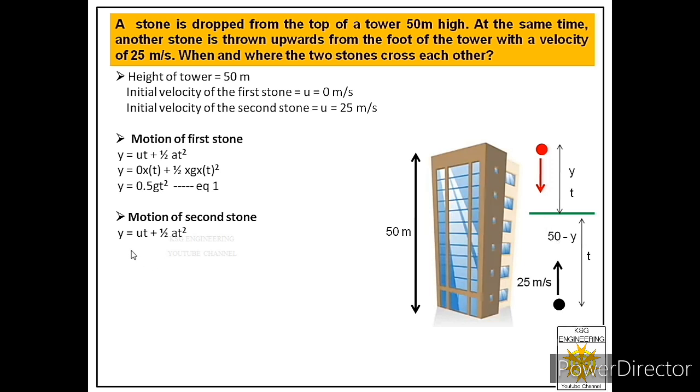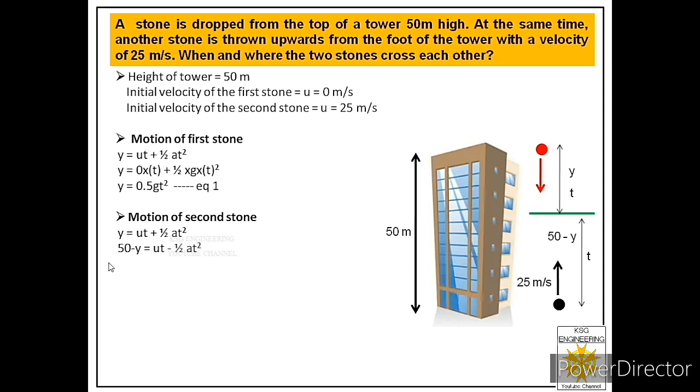Now let us put values in this equation. So y over here is 50 − y. This is the distance traveled by the second stone. And u is the initial velocity of the second stone, which is given to us as 25 meters per second. And a will be −g, because in this case the motion of the stone is in upward direction and g is acting in downward direction. And t is the time taken by the second stone to cover this distance.